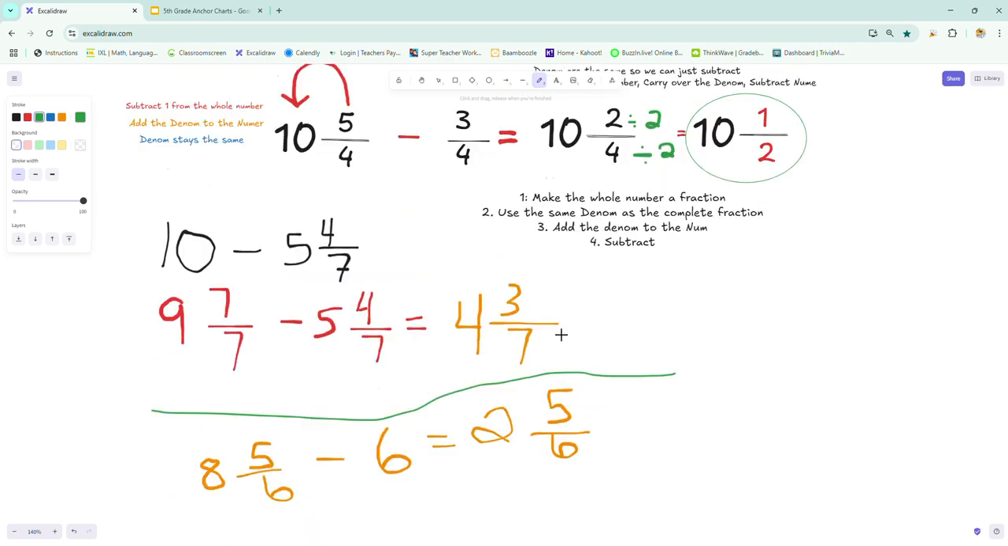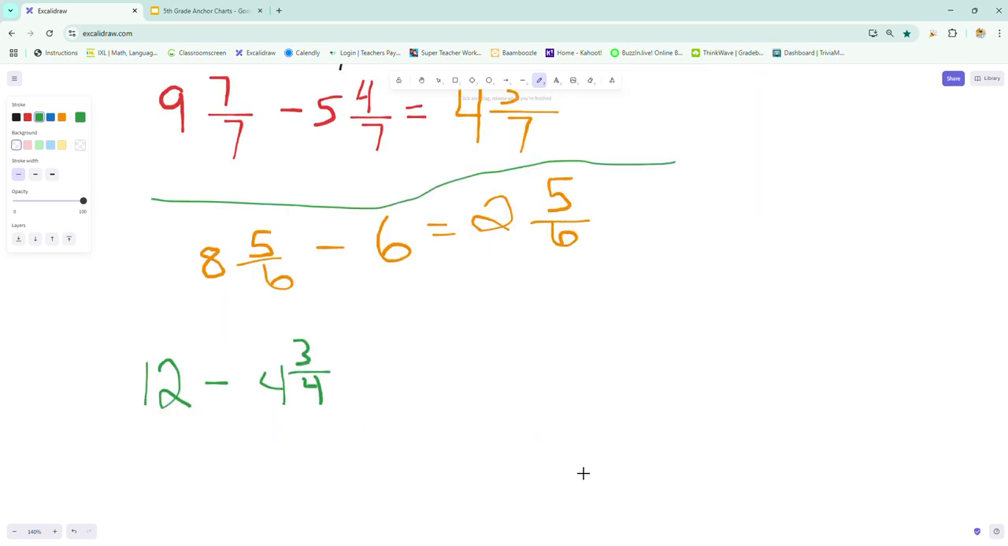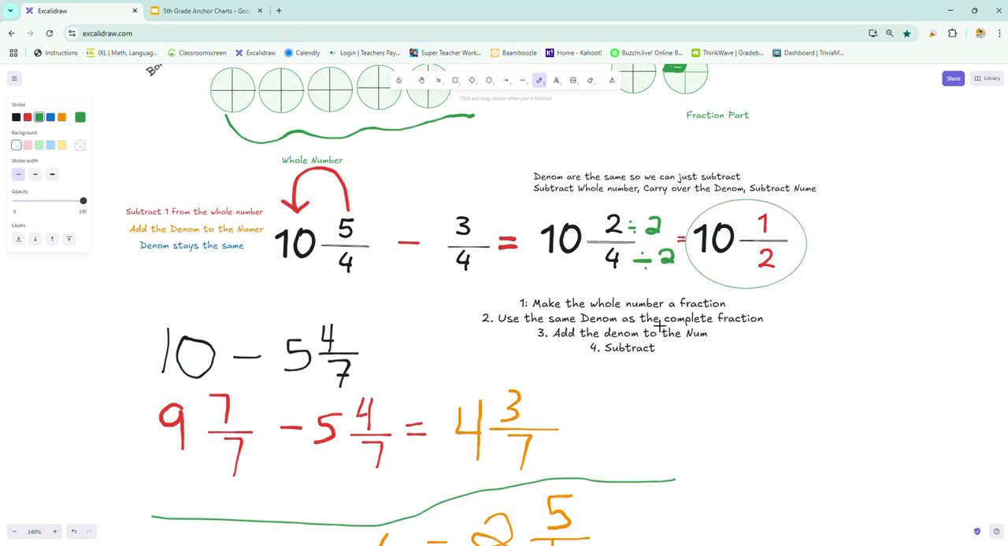So remember, step 1, we're going to make the whole number a fraction. We're going to use the same denominator as the mixed number, and then add the denominator to the numerator and then subtract. So let's go ahead and do that, and I'm going to use the same denominator as the mixed fraction.